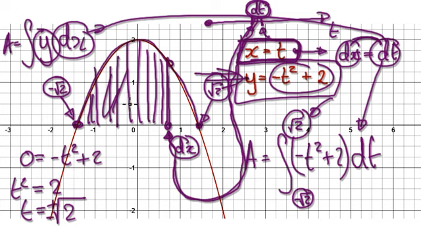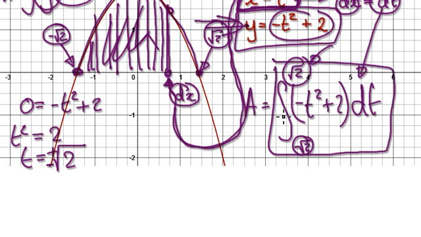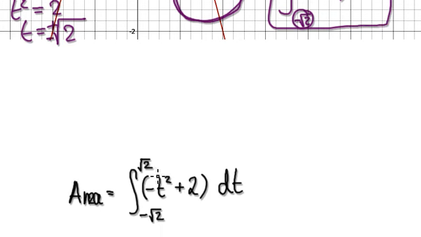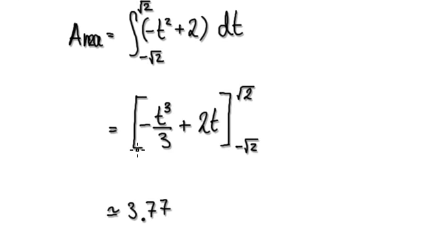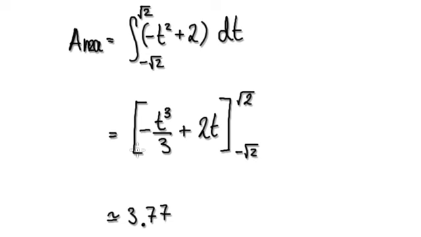So us finding out the area here is really us evaluating this integral here. The area is really given by this. So now integrate it, and it should be approximately this. Okay.